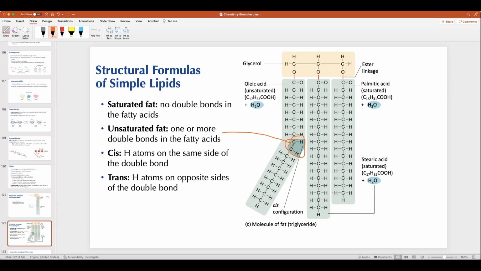There's no double bonds. This one you can see is a cis hydrocarbon. Okay, the hydrogens are on the same side of the bond. If it was a trans hydrocarbon, we would have the hydrogens, the kink, on opposite sides, okay? So cis just means same side and trans means opposite side.